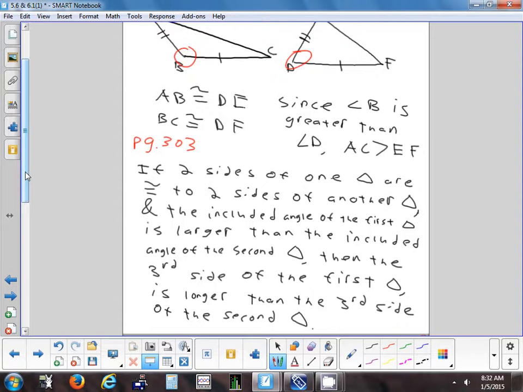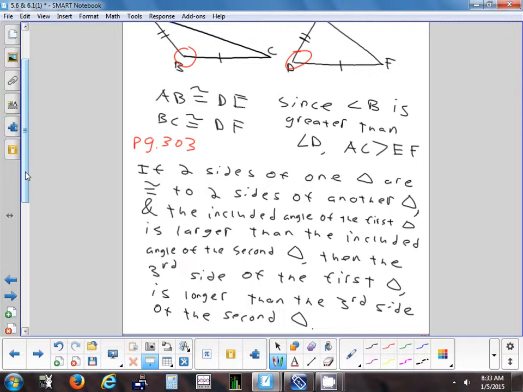All right. We said the included angle of the first triangle is larger than the included angle of the second. That means the hinge is open more in the first triangle than it is in the second. Then that means the third side in the first triangle, the one where the hinge is open more, is going to be longer than the third side in the second triangle. Because in the second triangle, think of the hinge as being closed a little more, so that distance is going to be a little shorter.